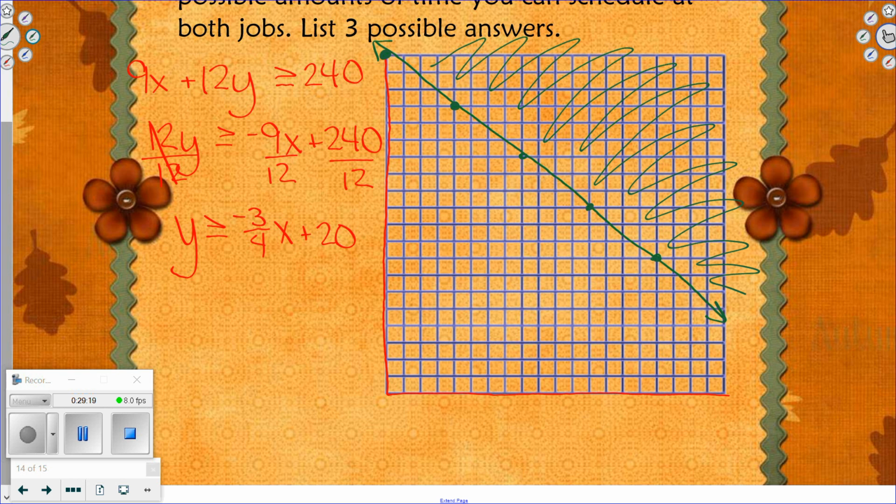So it wanted me to list 3 possible answers. In other words, find an ordered pair that's in your shaded spot. Somebody give me one. Okay, 19, 19. Is that going to be in the shaded? Yeah. So I could work 19 hours at one job and 19 hours at the other job. It's going to be greater than or equal to 240. 20, 20. Now I'm going to change you a little bit. What if I wanted to make exactly 240?